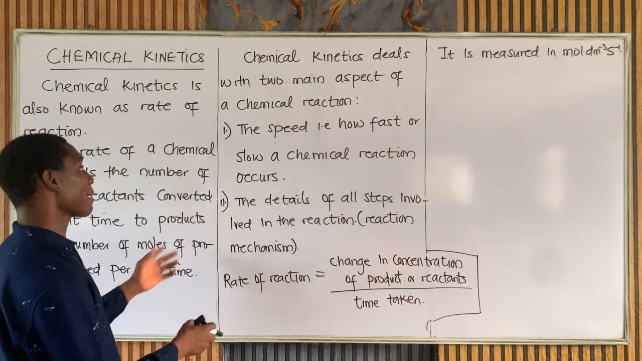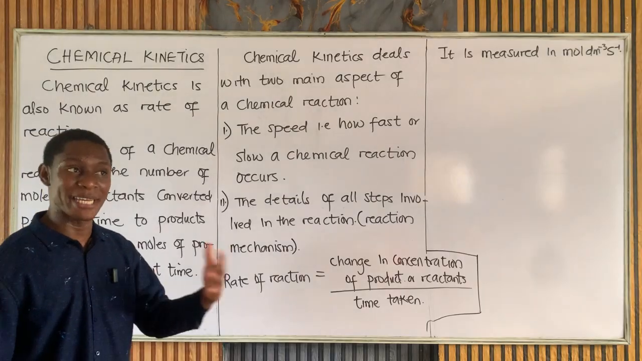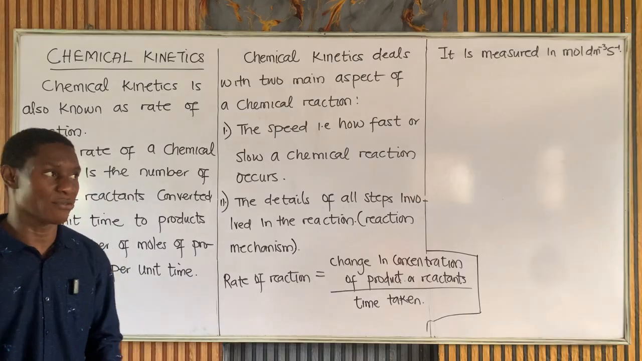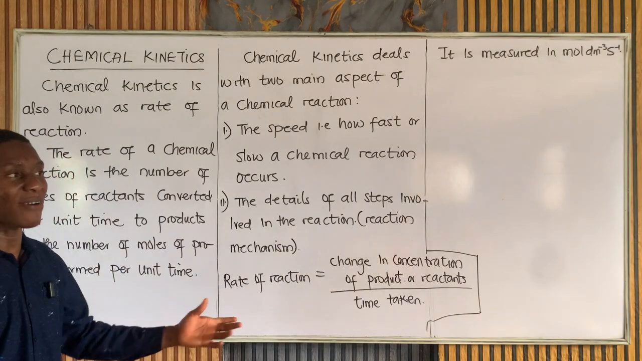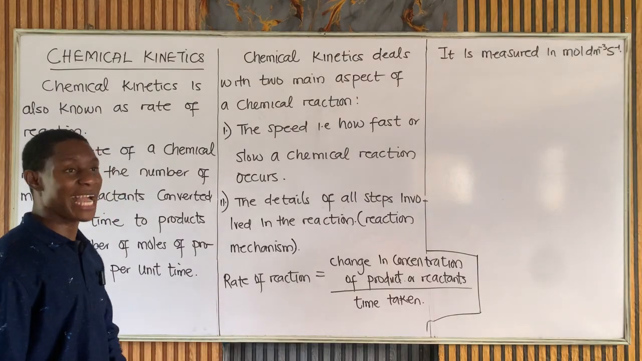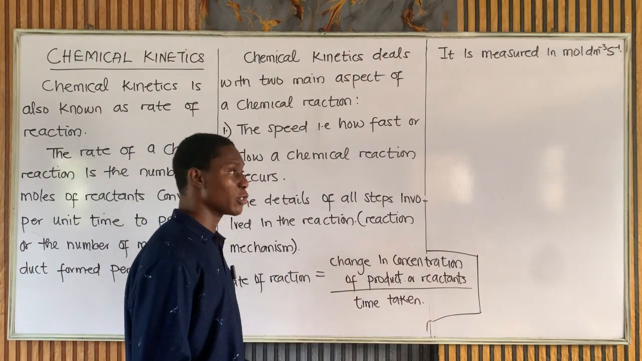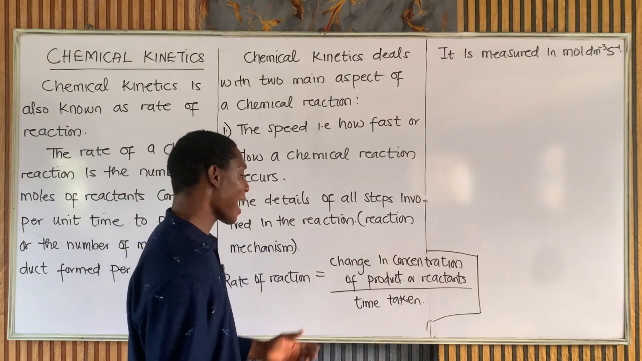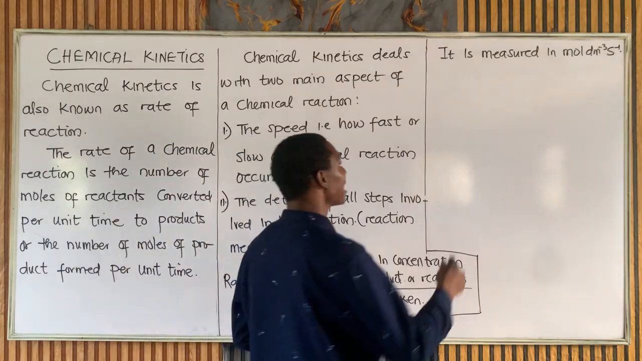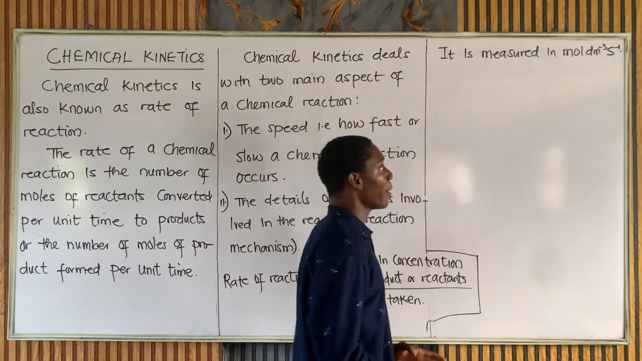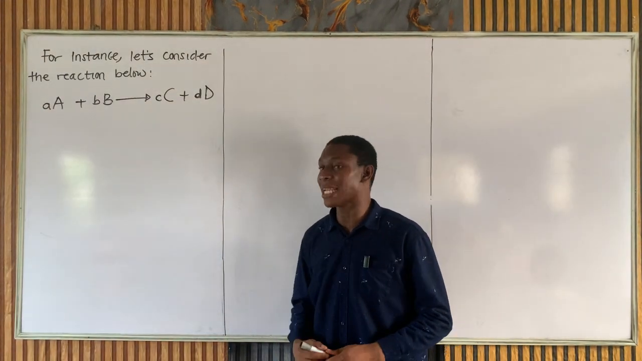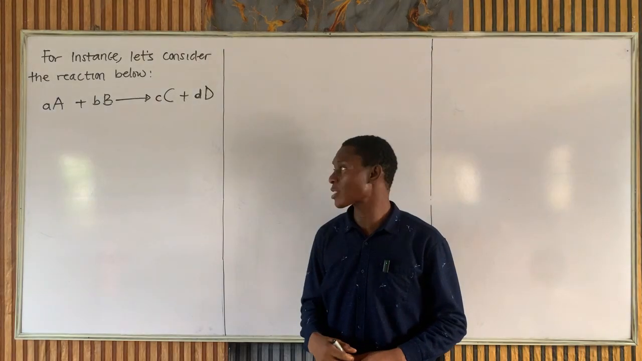Maybe at advanced level we will need to include the mechanism, but for this level we're just taking the speed, how fast or how slow a chemical reaction occurs. And so you see, rate of reaction is change in concentration of either product or reactant per unit time, per time taken. It is measured in moles per dm cube per second. So let's consider this reaction and see how we can write rate of reaction.